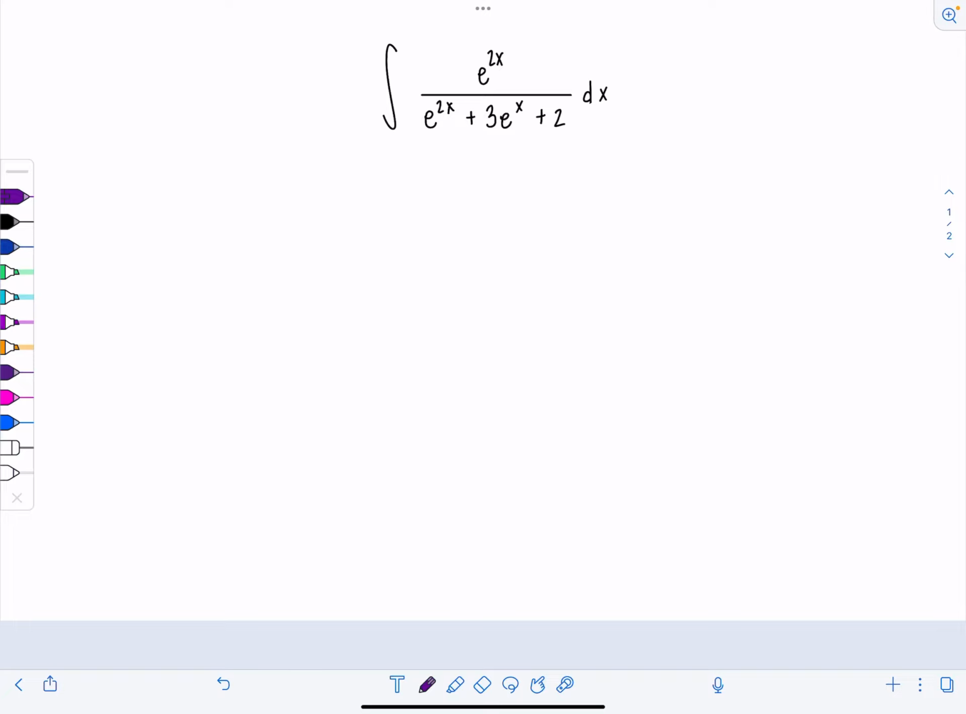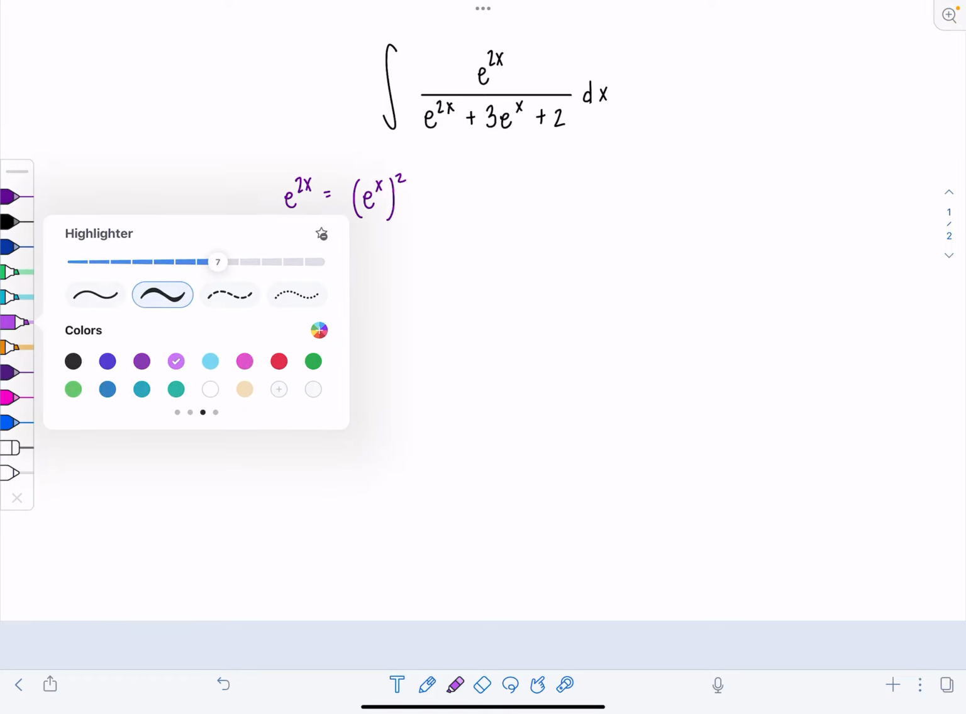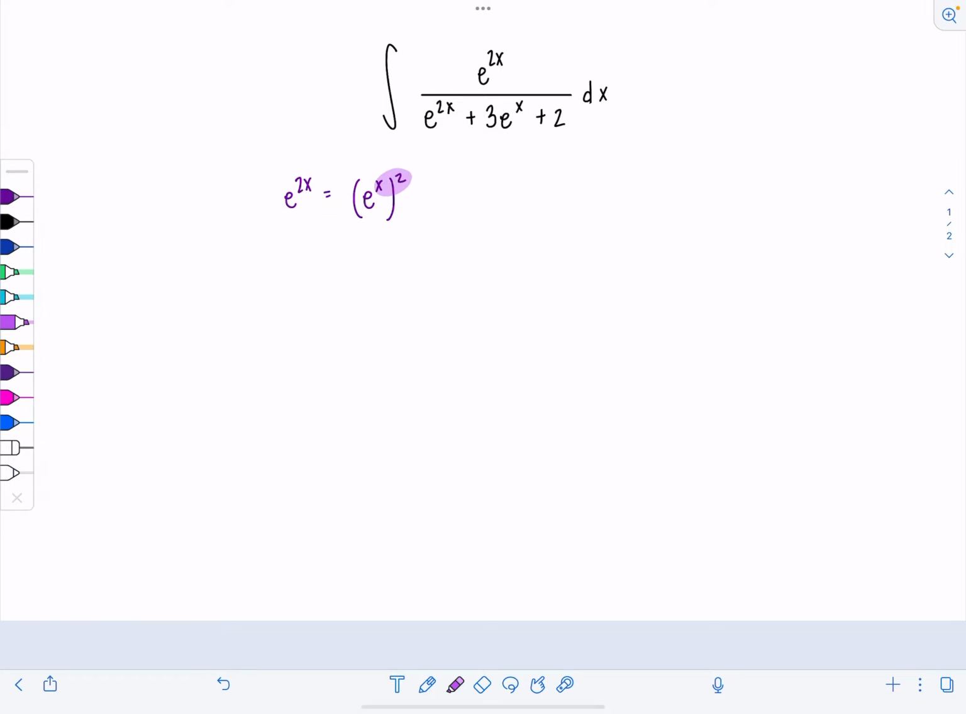Now, in case you need a little reminder, when you have e to the 2x, that's the same as e to the x quantity squared, right? Remember, when you raise a power to another power, you multiply these exponents. And so when I notice the denominator has an e to the 2x and then an e to the x, that's reminding me of a quadratic polynomial. It's not a polynomial, but it will be if I make a u substitution.